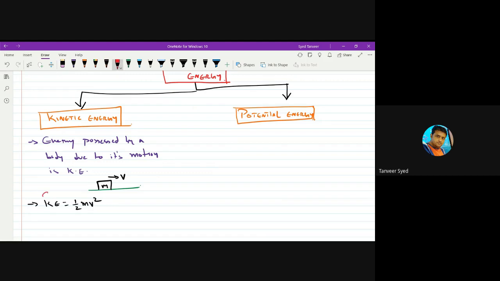Very, very important and regularly used formula in physics. Kinetic energy of a body is half mv square. What is m? Mass of the body. What is v? Speed of the body, speed or velocity, whatever. If v is 0, speed is 0, that means the body is at rest, and kinetic energy is 0. So bodies possess kinetic energy only as long as they are moving. If bodies are at rest, then there is no kinetic energy associated with them.